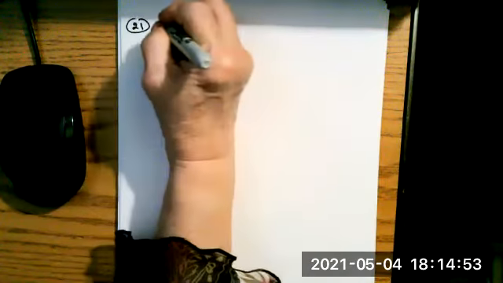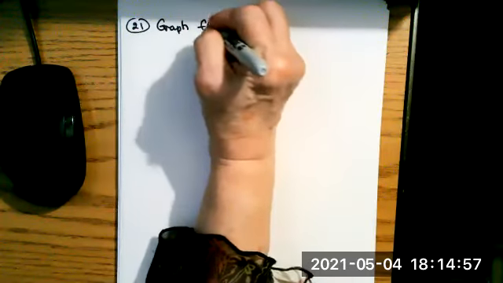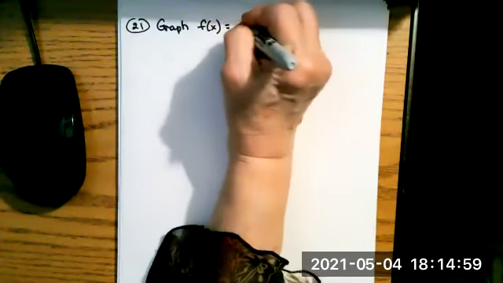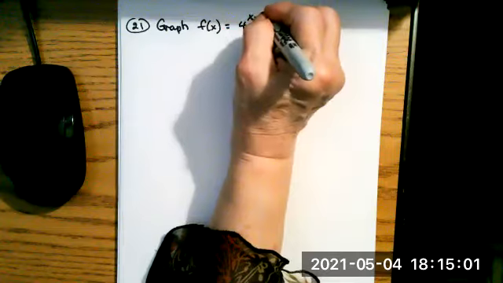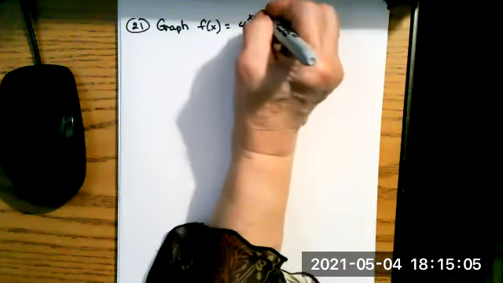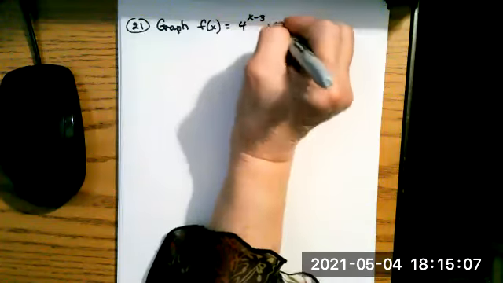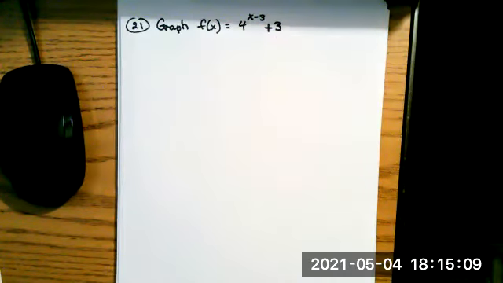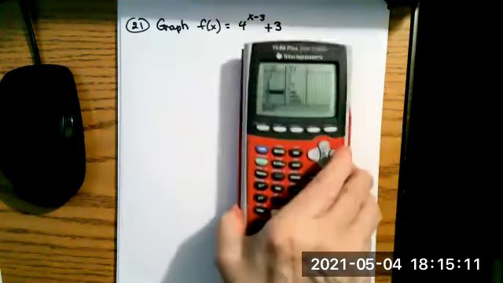The next one is number 21, and it's a graph. So all the graphs are together so that you can get all the graphs out of the way. Use your calculator for graphing and you'll be done. This is 4 to the x minus 3 plus 3.